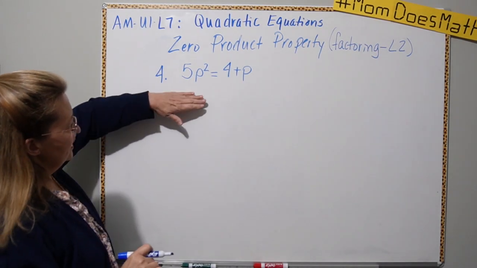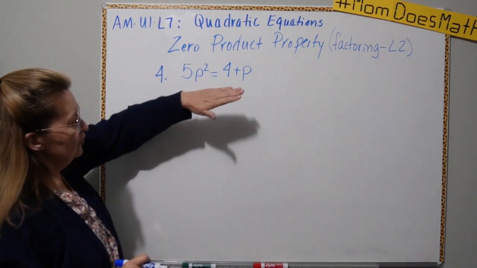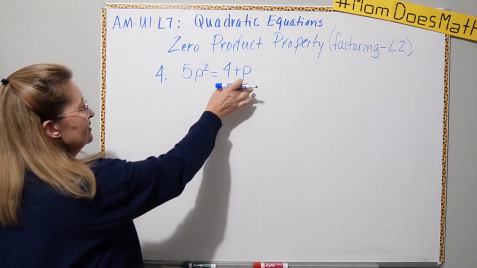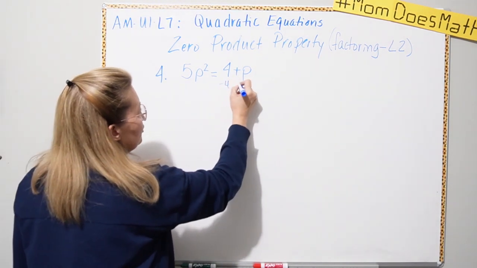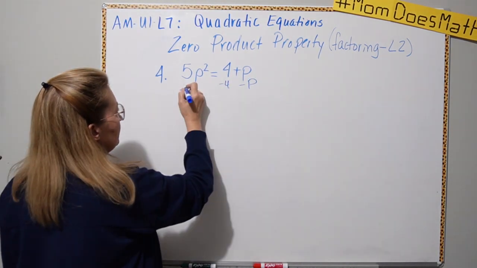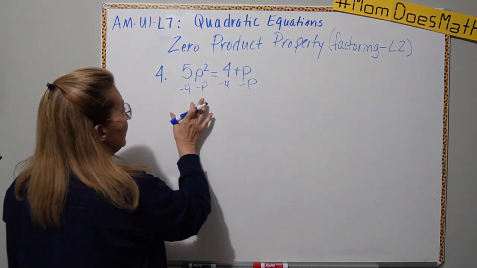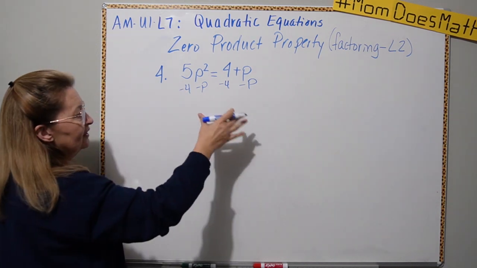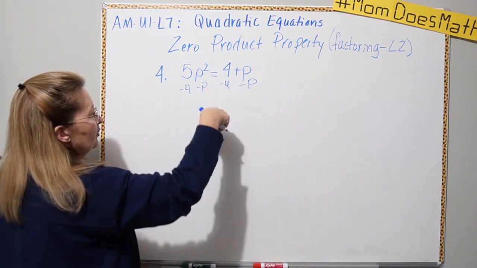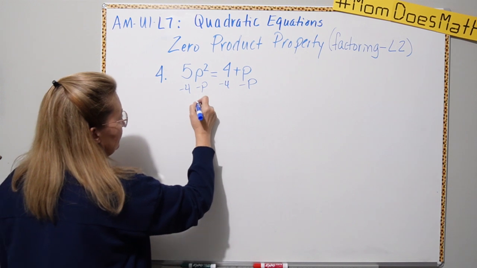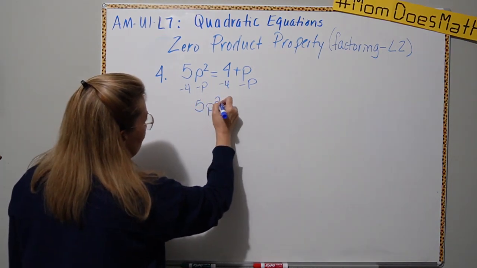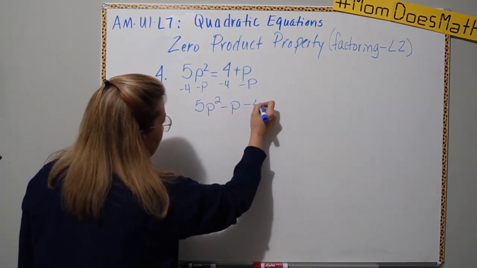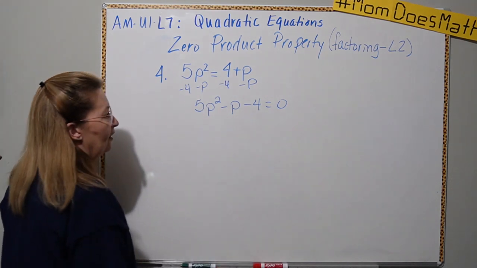And number 4 says 5p squared equals 4 plus p. So the first thing we need to do is get a 0 here. So we're going to subtract 4 and p from both sides. Now when I put it over here, I'm going to put it in standard form. So I'm going to put the 4 at the end. I'm going to rewrite this as 5p squared minus p minus 4 equals 0.